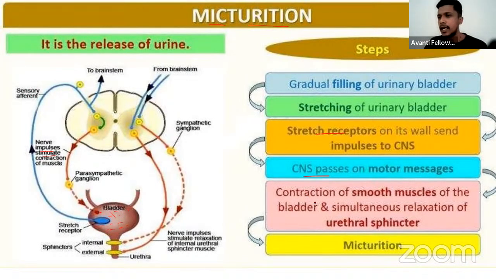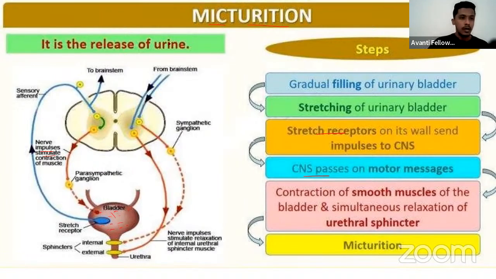Usually in our spinal cord there are micturition centers. They have two centers, sympathetic and parasympathetic, which send a signal back to your urinary bladder on whether the muscles have to relax or remain constricted. So let us see what happens.